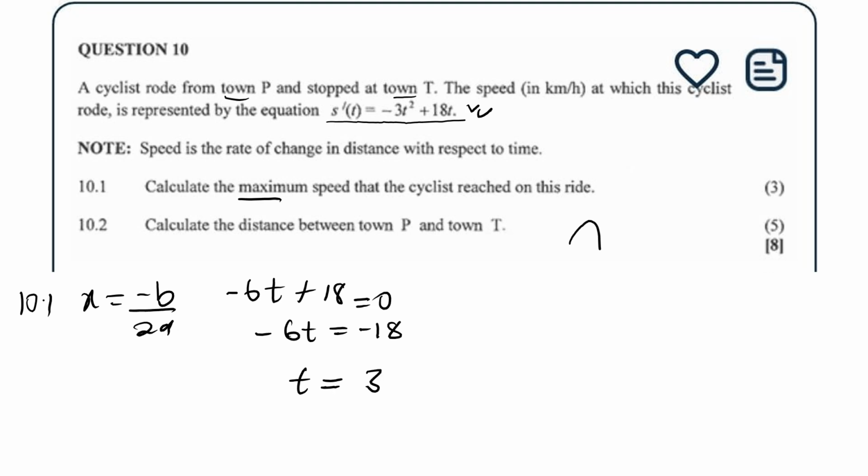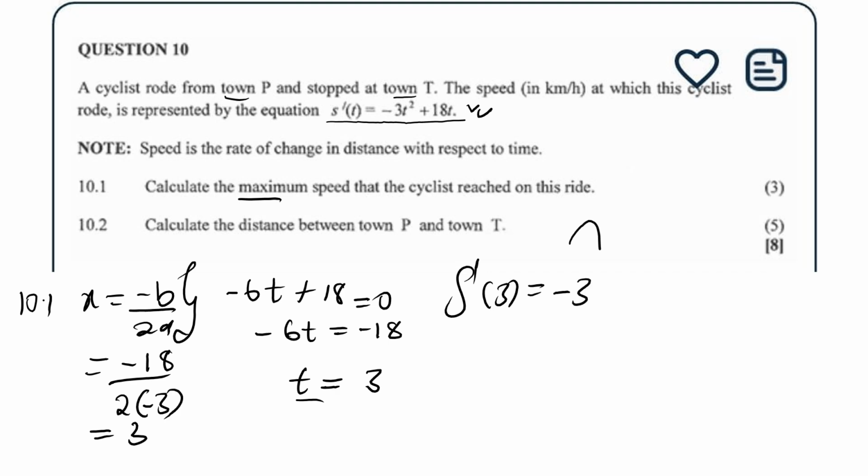Even if you have used the formula, you are still going to get t as 3, because it will be equal to negative b, which is minus 18, over 2a, which is 2 times minus 3, which is equal to 3. Therefore, the maximum speed that the cyclist reaches on this ride is equal to what? Time is 3, so negative 3 times 3 squared plus 18 times 3, which is equal to 27. Very good. Therefore, now 10.2.